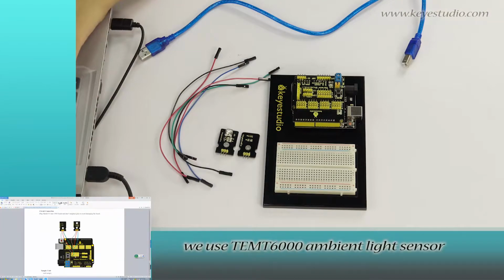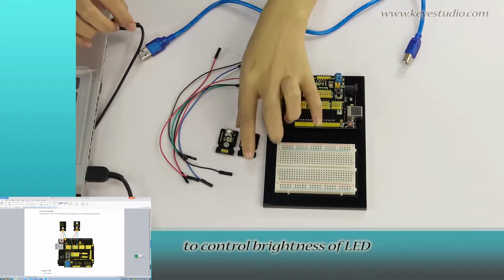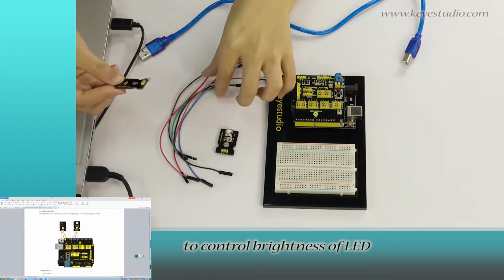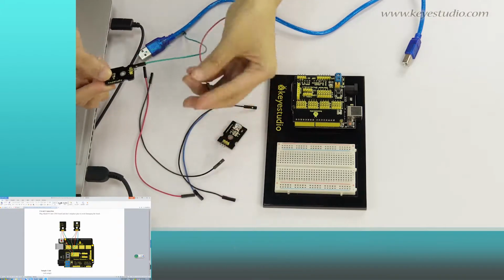In this project, we use the TEMT6000 ambient light sensor to control the brightness of an LED. First, let's do the wire connection according to the connection diagram.